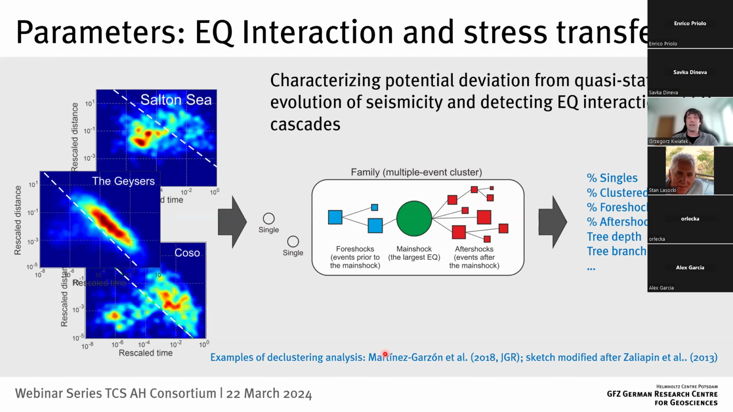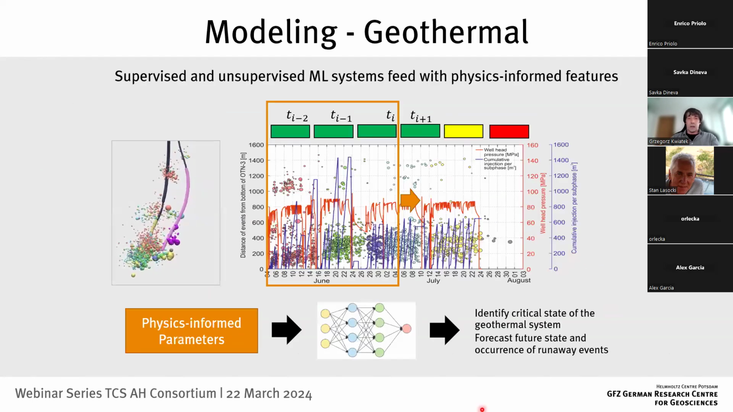The other statistics I already mentioned involve the specific dimension. For example, magnitude correlations would allow us to identify local in-time accelerations in the seismic process. Ultimately, the goal is to combine the parameters from these three pools and fit a machine learning model with the intention to identify the system state, maybe forecast the system state, or the occurrence of runaway events.